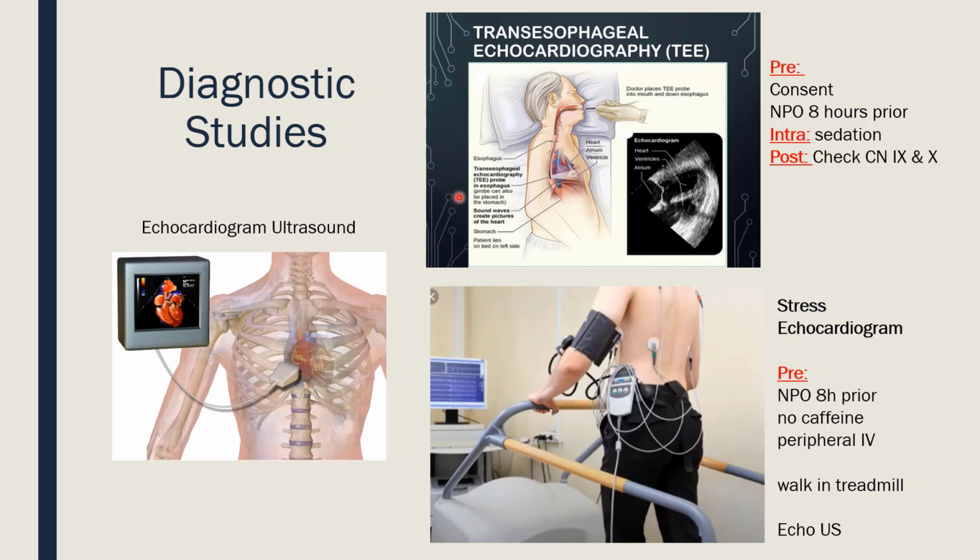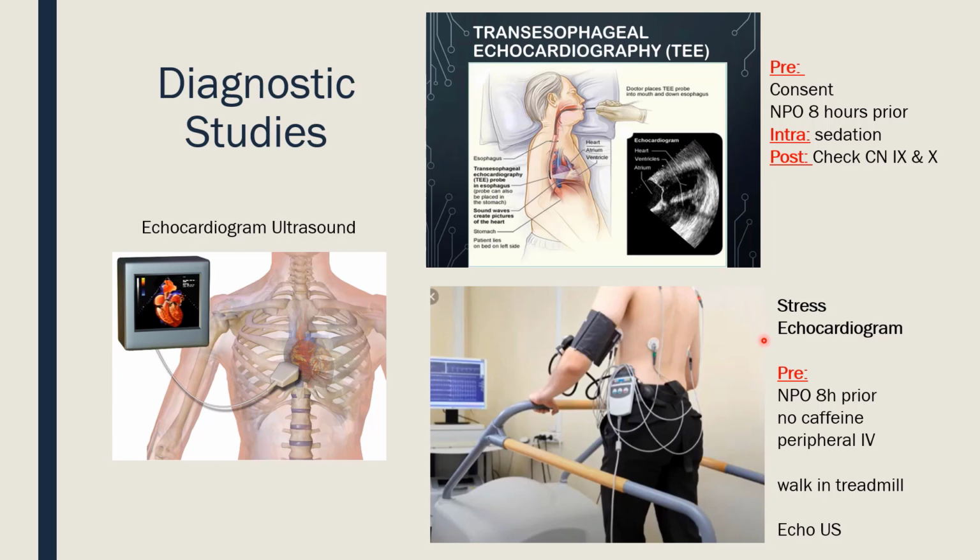Now, other tests here, I already mentioned to you echocardiograms. I'm going to move on to these two. These two are not routinely done. This is just to do further diagnostic studies. And especially with TEE, this is an invasive procedure. As you can see, patient needs to be sedated. You need consent. Patient needs to be NPO 8 hours before the procedure, because we don't want the patient to aspirate or vomit. And after the procedure, you want to make sure you check cranial nerve 9 and 10, because that's you checking the gag and swallowing reflexes.